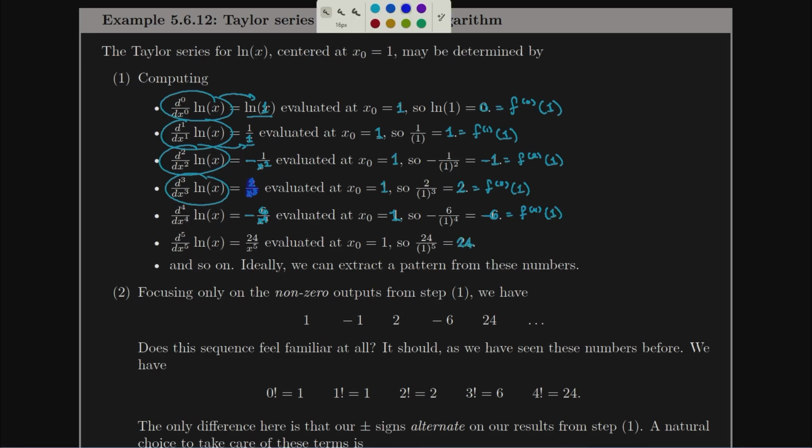Now, you may not be able to notice the pattern between 0, 1, negative 1, 2, negative 6, and 24. Let's think about maybe not including this initial 0, because that's actually going to play a special role here. And let's forget about these negative signs. Let's just look at the sequence 1, 1, 2, 6, 24. That sequence, of course, does have a very good pattern. Of course, I've already displayed it for you on the screen. 1 is 0 factorial, 1 is 1 factorial, 2 is 2 factorial, 6 is 3 factorial, and 24 is 4 factorial.